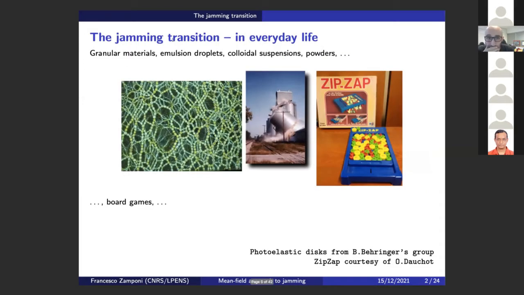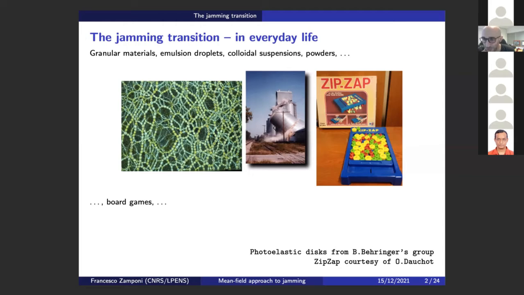So this jamming transition is something that is observed in everyday life all around us. You can observe it in granular materials, in emulsions, in colloids, in powders. These are examples from the group of Bob Behringer of soft photoelastic disks. So you can see the force chains. Where there is light, basically there is a force. So you can see that there are force chains that are very non-trivial. These non-trivial force chains can lead to collapse of structures. So they are particularly interesting.